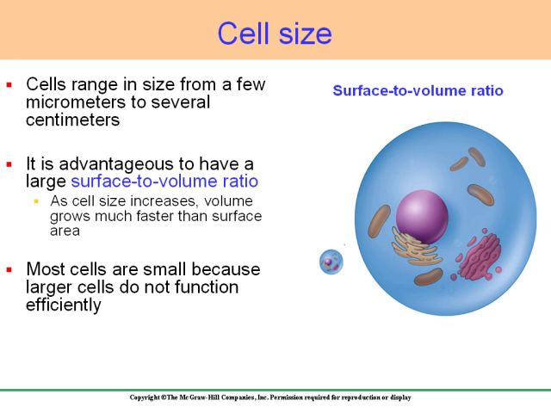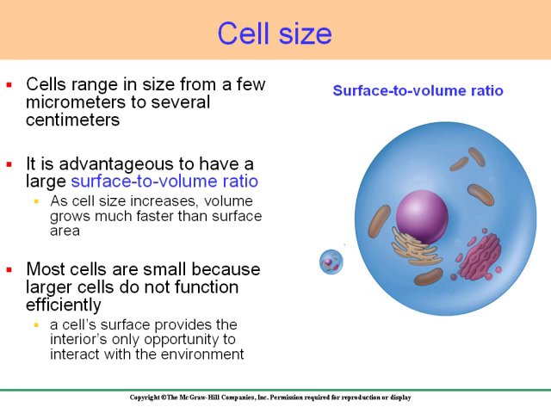Stuff that needs to come into the cell will include nutrients, as well as oxygen to create energy, and stuff that needs to leave the cell will include wastes, as well as carbon dioxide that is created in the process of energy production. A cell's surface provides the interior's only opportunity to interact with the environment. The more opportunity a cell has to interact with the environment, the better. So hence, a large surface to volume ratio is very important.